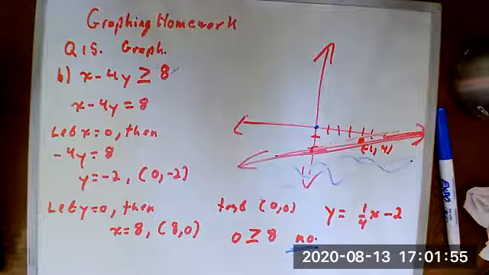Any questions while I'm going through all this? This is all making sense? Any of those points would be okay. As long as you've got 2 points and I can see how it is you got the line, you're perfect.